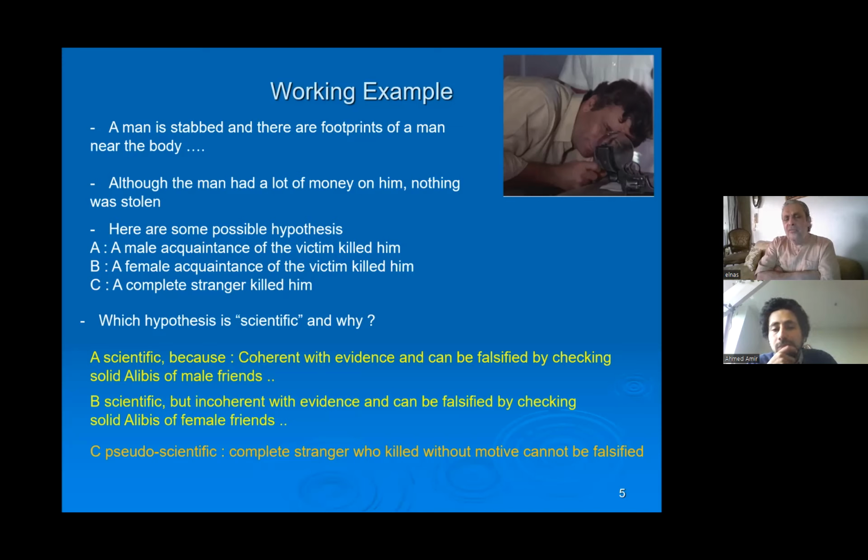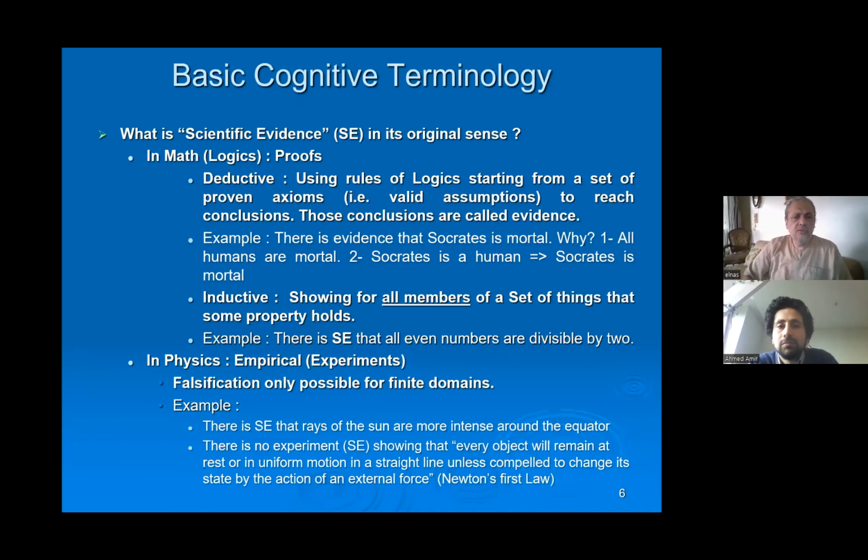Actually, if you don't have a way of falsification, if you don't have a clue how to start going behind the question, then not even science can help you. So you cannot check alibis of all complete strangers to this man. So here we have three possible hypotheses. A and B are scientific, but B is less probable than A. A is more probable, and still Colombo has to dig a lot more to be sure of the alibis and all this.